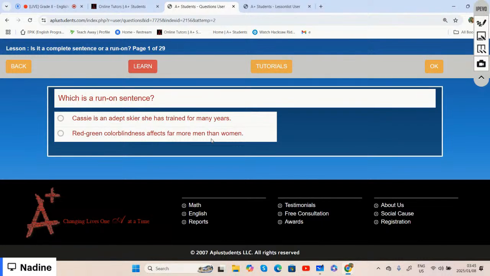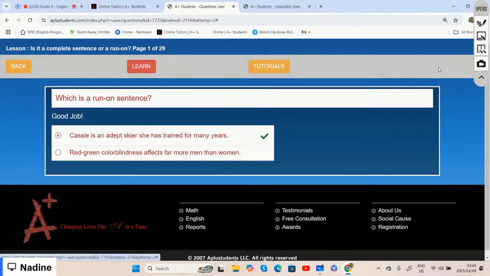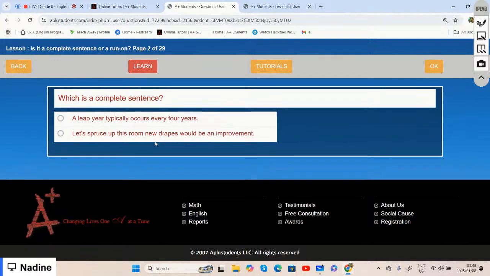Remember, it is basically two sentences in one sentence. Is it, Casey is an adept skier. She has trained for many years. Option one or option two. All right, and if we were to choose the correct one, then yes, it is the first one, because Casey is an adept skier on its own. She has trained for many years is also correct. Well done. There are two sentences in one.